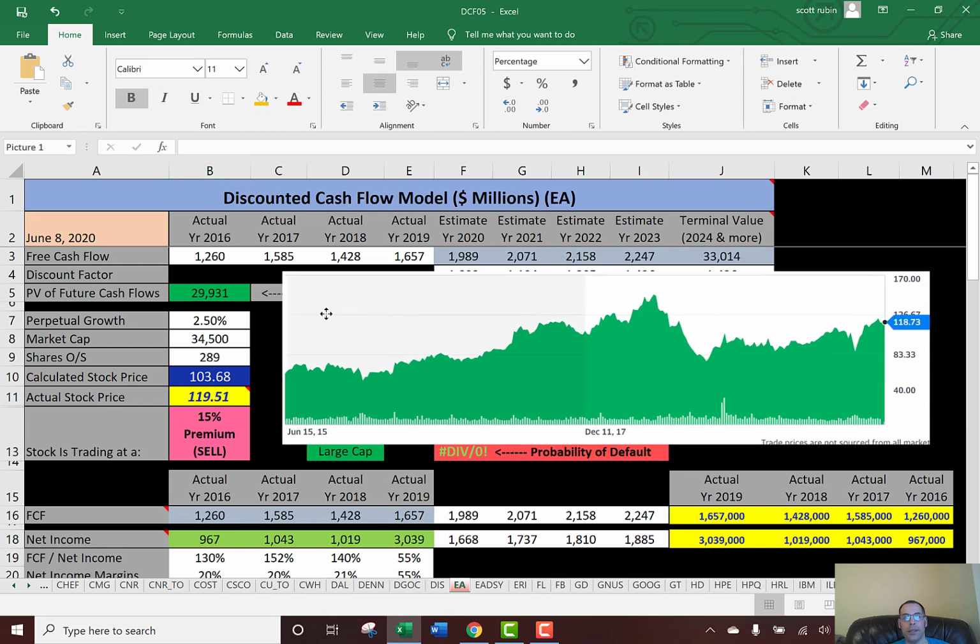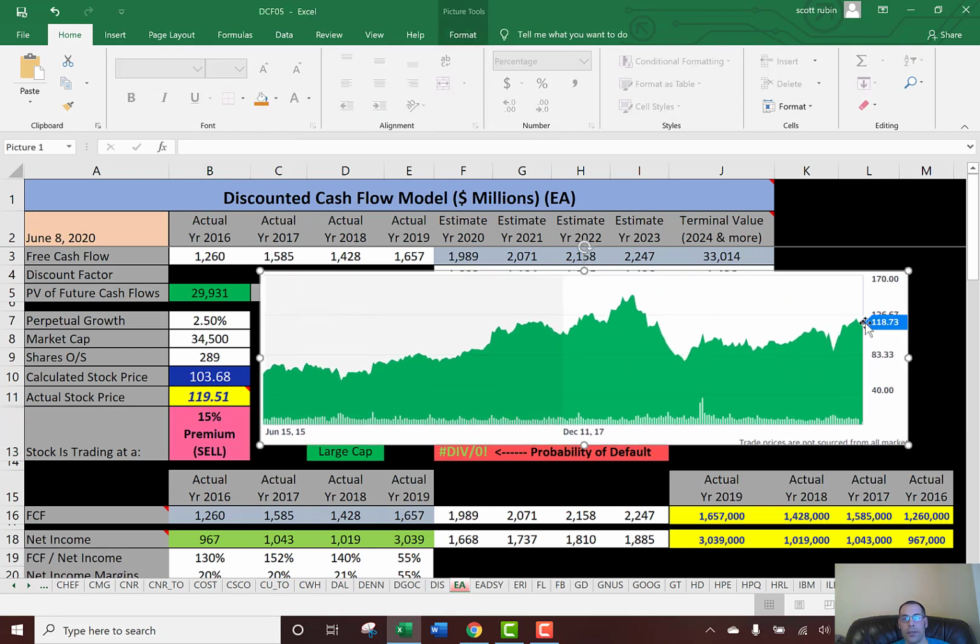Now let's look at the historical stock price. So it's been kind of flat for a while, around 100 to 120 in that range for a decent amount of time. It looks like it was as high as maybe 150 or 140 at one point, but that didn't last too long. So it's been trading close to intrinsic value.